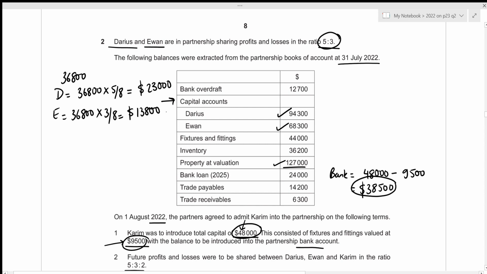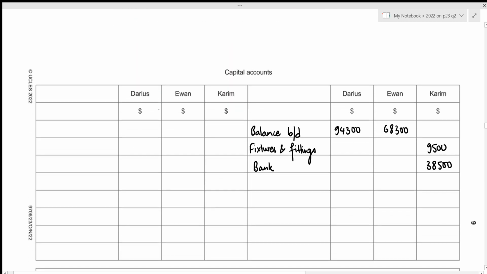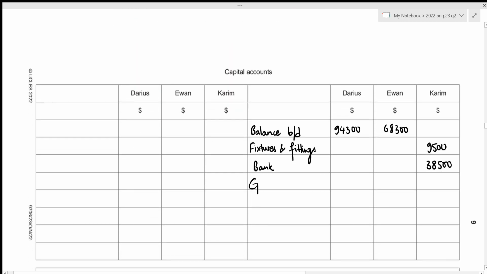So let's record these two amounts in the credit side of the capital account. So that will be goodwill. For Darius, we figured it out to be 23,000. For E1, it was 13,800.